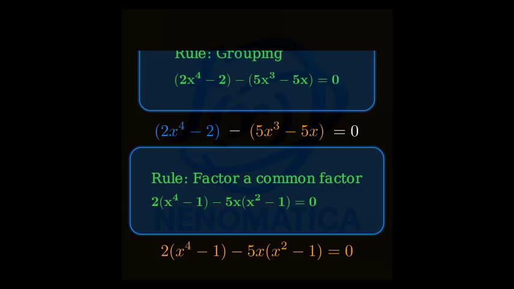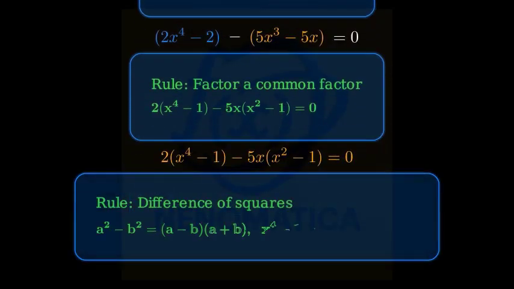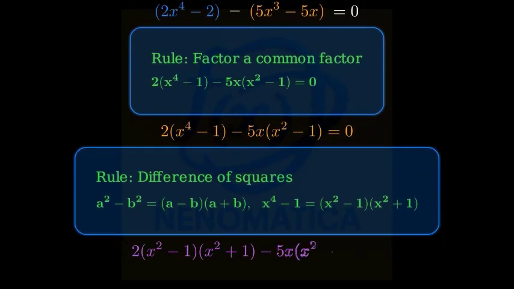Step 3. Use the difference of squares on x^4 - 1. Since x^4 - 1 = (x^2 - 1)(x^2 + 1). Substituting gives 2(x^2 - 1)(x^2 + 1) - 5x(x^2 - 1) = 0.